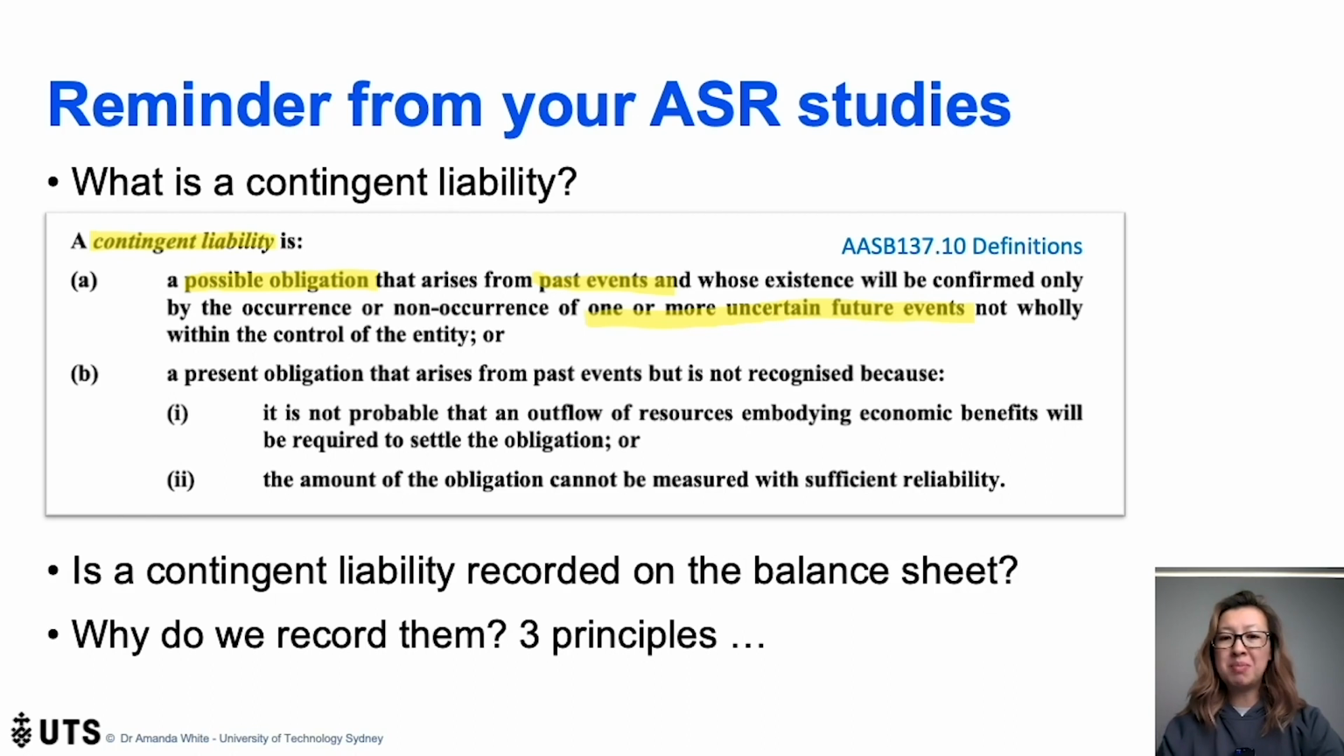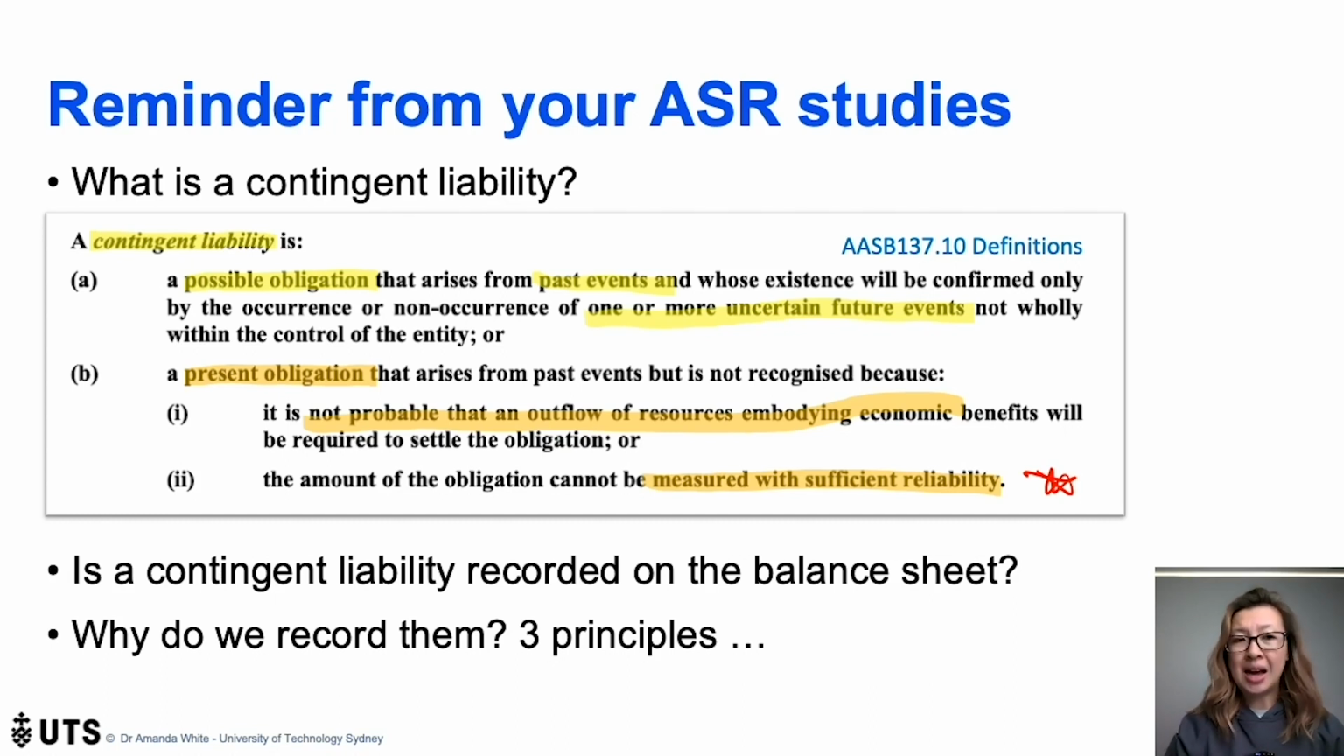The other option in which we may have a contingent liability is where we have a present obligation, but it's not recognized as a liability on a balance sheet because it is not probable that an outflow of resources is going to be required, or that we can't measure that amount with sufficient reliability. Now, normally, in terms of evaluating contingent liabilities, quite often it is this option here, B Part 2, which prevents some things from being measured as liabilities.